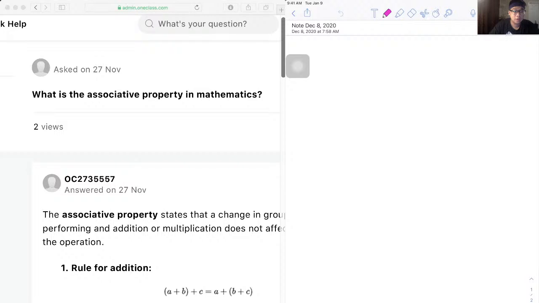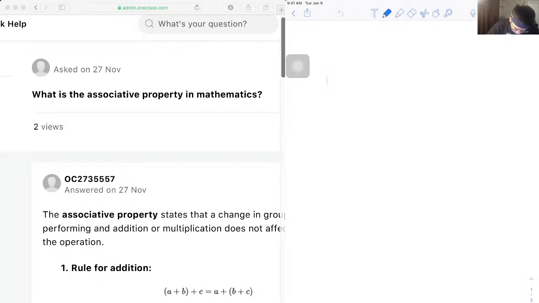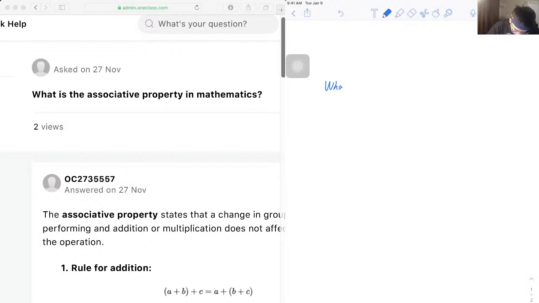So the first question is asking us what is the associative property in mathematics. So let's copy down the question. What is the associative property in math? Okay, so let's start from the definition and then I'll give you a couple examples for practice.